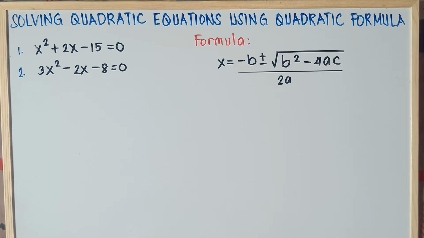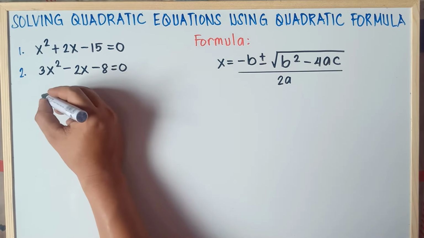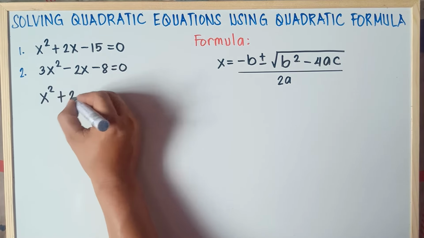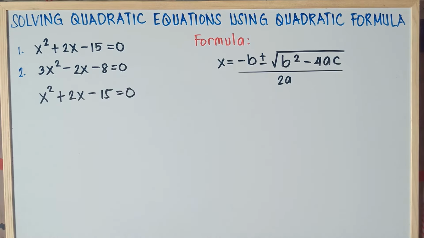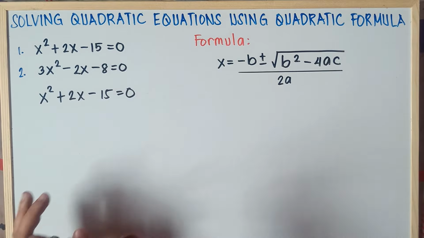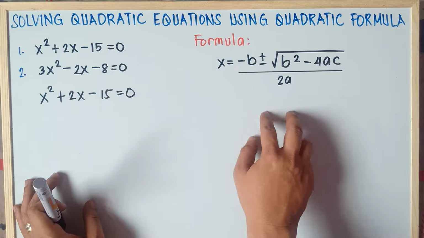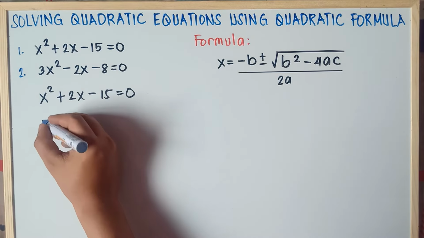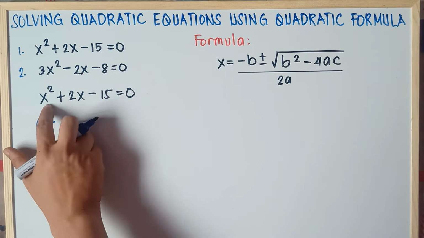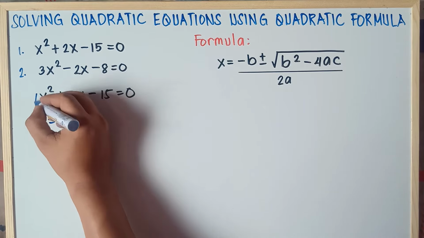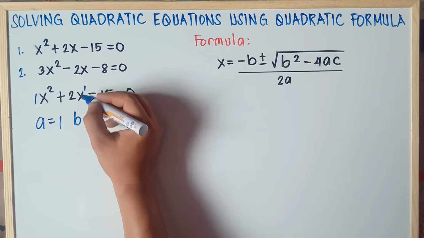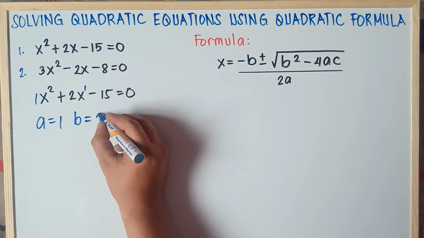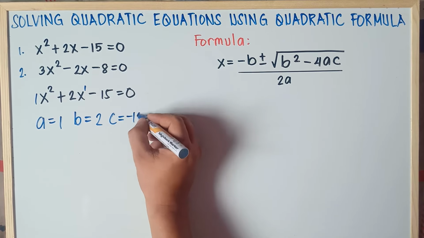So let's start with example number 1. Let me copy the equation again: x squared plus 2x minus 15 equals 0. Now the first thing that you need to do, class, is get the values of a, b, and c, because we need to plug in those values in this formula. Once again, the value of a is beside x squared. Understood that there's 1 here, so our a is 1. Our b is beside x with an exponent of 1, so our b is 2. And our c is negative 15.